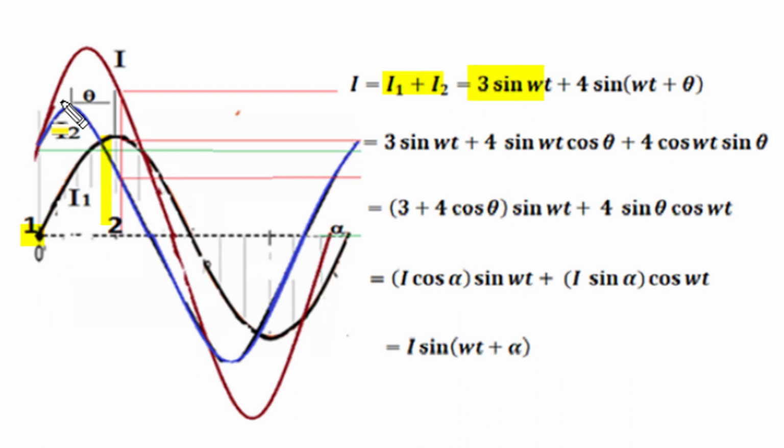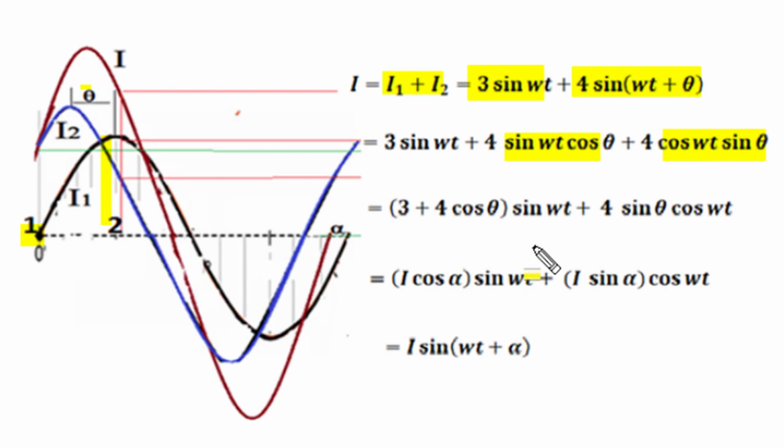The other current I2 has a phase difference and leads the I1 current by a phase angle theta. So it attains its positive peak at theta angle before the positive peak of I1, and its amplitude is 4 ampere. So its mathematical equation is 4 sin(omega t plus theta). Now for summation, the sin(a plus b) formula can be used, and by that sin(omega t plus theta) becomes sin omega t cos theta plus cos omega t sin theta.